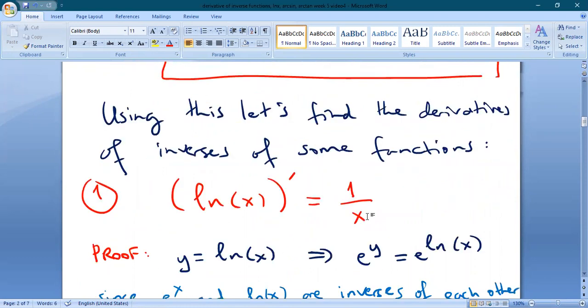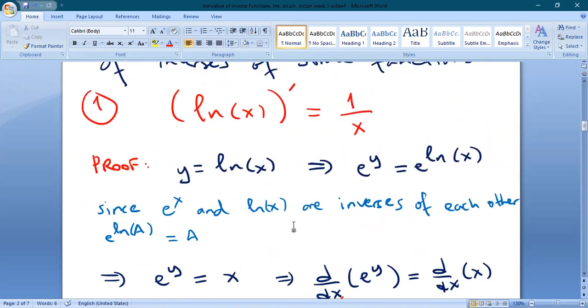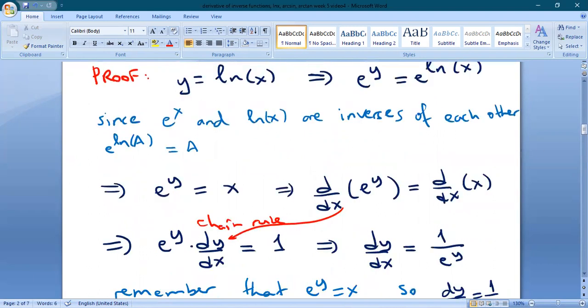And this is one of the very important ones, derivative of ln of x. This is equal to 1 over x. So how do we do it? We do it in the same way we have just talked about. We first have y equals ln of x, and then the inverse of ln is the exponential function e to the x. So we write both sides of the equation as powers of the exponential function. Then we have e to the y equals e to the ln x. But e to the ln x is x because exponential and ln functions are inverses. Then we have e to the y equals x.